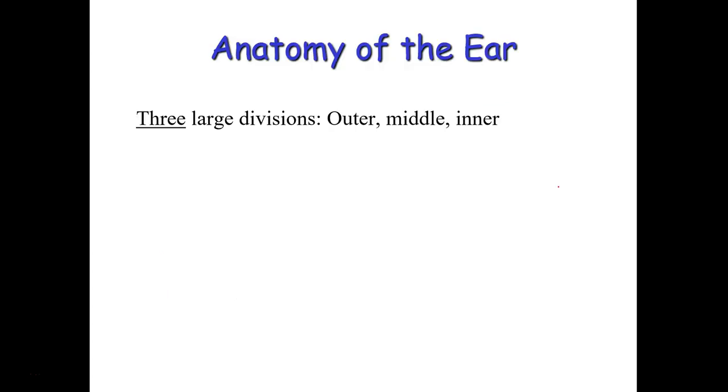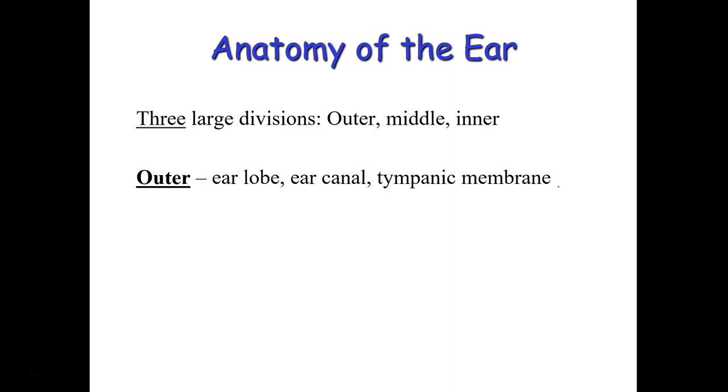As I mentioned, there are three divisions of the ear that are responsible for helping us transduce sound. We've got the outer, middle, and inner ear. The outer ear consists of the earlobe, the pinna, the ear canal, and the tympanic membrane or eardrum. The function of the outer ear is to funnel sound into the middle ear.